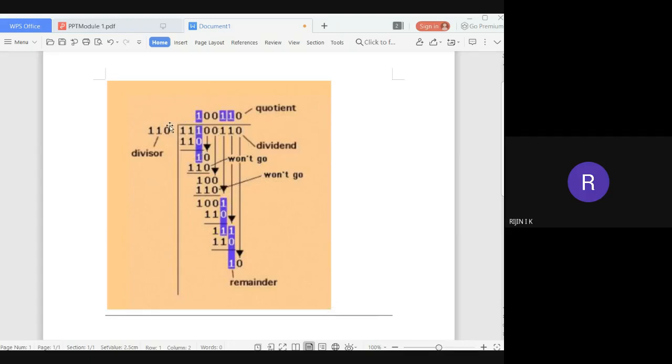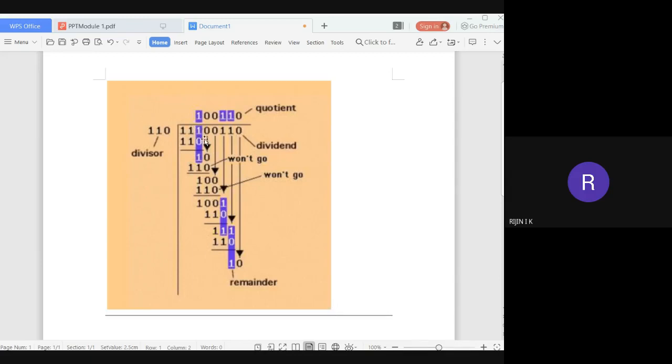Dividend is here, divisor is here. Initially we will set the quotient value as 0. Then first, we will place the divisor value just below here. Then try to subtract the divisor from the dividend.